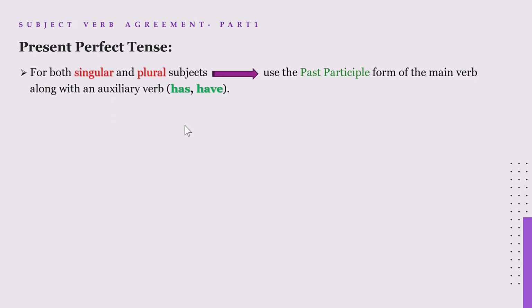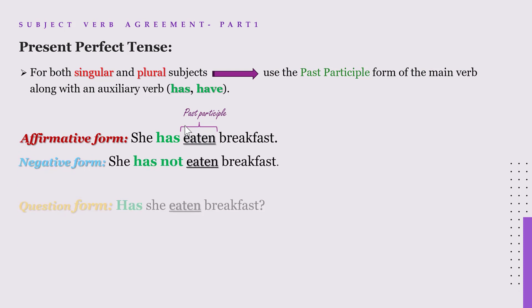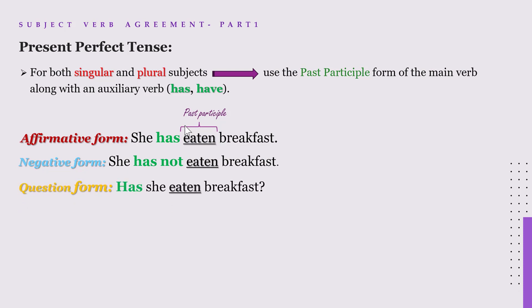In present perfect tense, use the past participle form of the main verb along with an auxiliary verb has or have in three forms for both plural and singular subjects. She has eaten breakfast. She hasn't eaten breakfast. Has she eaten breakfast?